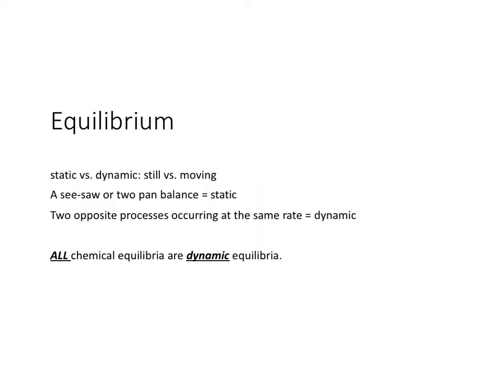Equilibrium is usually described in one of 2 ways, either static or dynamic, either still or moving. When we think about a static equilibrium, think of a seesaw. And if the people hold it still, then it is balanced. Or think about a 2-pan balance. When we think about a dynamic equilibrium, think about things going in opposite directions.